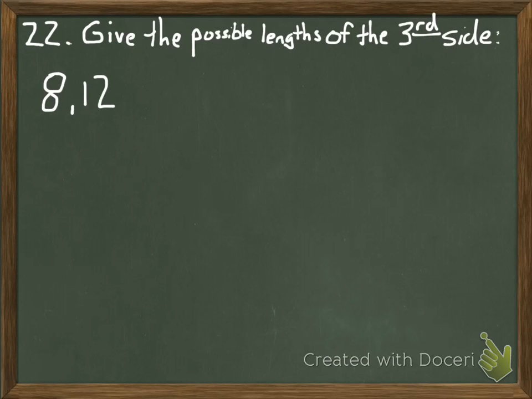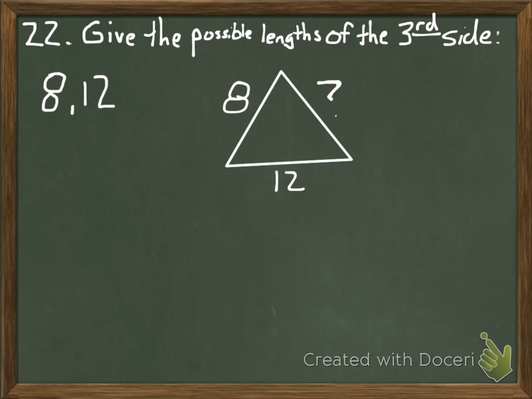Alright, for number 2, it's asking to give the possible lengths of the third side. So I'm going to do a quick drawing just to help you visualize. We got this triangle here. One side is 8, one side is 12. What are the possibilities for the third side so that the three sides would go together and make a triangle? I'm going to show you a little shortcut that helps, and I'll show you why it works at the end.